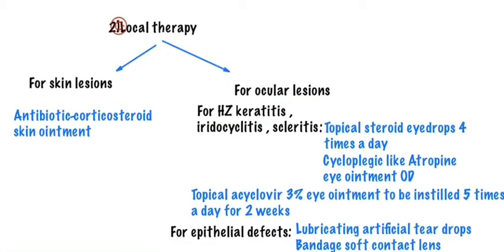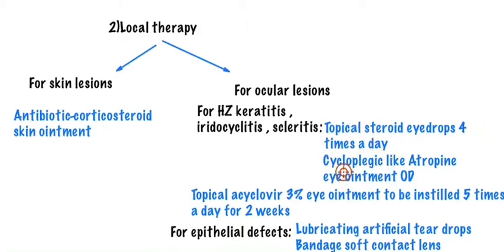Then the next is local therapy. Local therapy, you know, affects the skin and eye also. So for skin lesions, we have to use antibiotic, corticosteroid skin ointment, and for ocular lesions, for the diseases of the eye, keratitis, iridocyclitis, and scleritis, we have to use topical steroid eye drops 4 times a day.